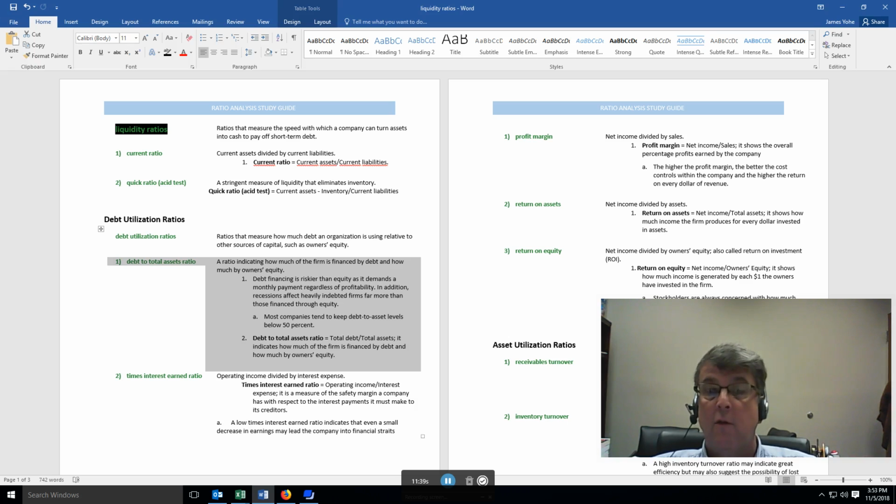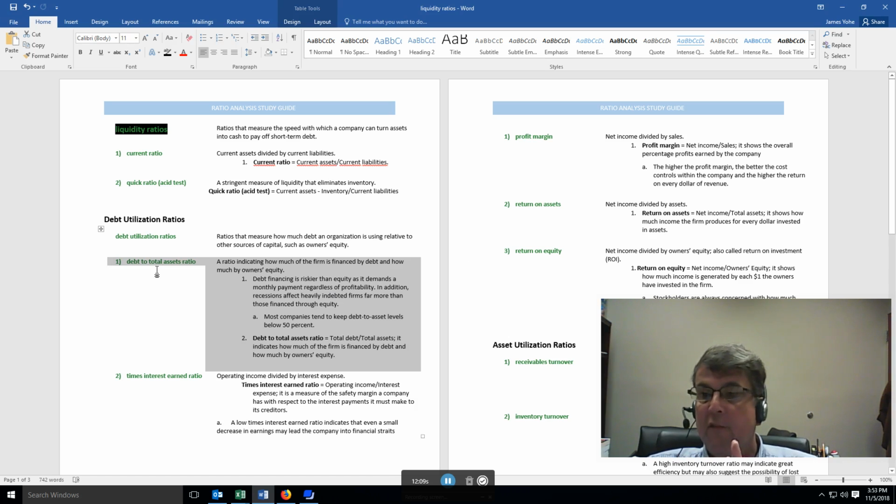40% belongs to the owners, okay? Debt financing is riskier than equity. So if I'm thinking of lending you money and you have a high debt to equity, debt to asset ratio, I'm very concerned because that makes your business more risky. You've got more leverage, which when you get into, say, a more advanced finance class, you talk about leverage ratios, which continue on from this debt to total asset ratio.